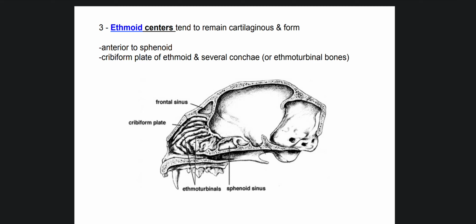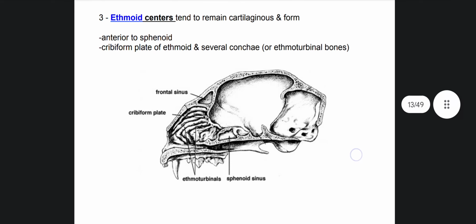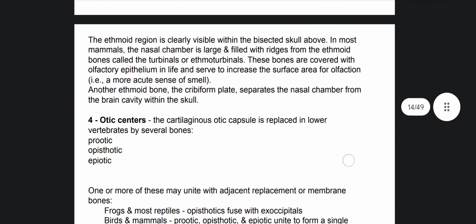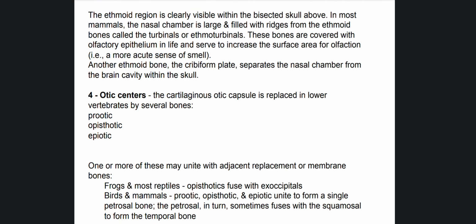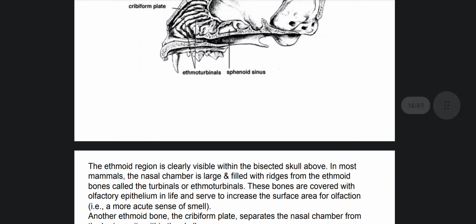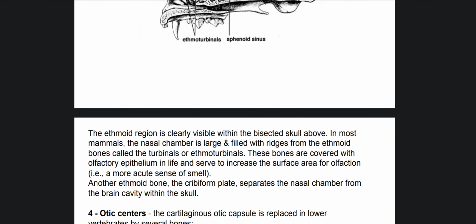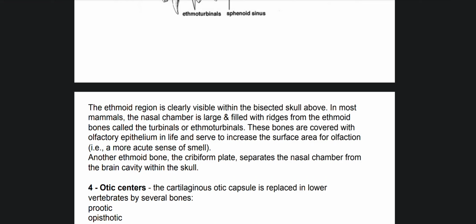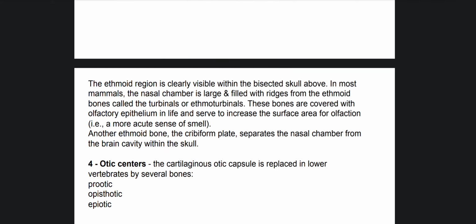This is a lateral view of the ethmoid center. The ethmoid region is clearly visible within the bisected skull in the upper diagram. In most of the mammals, the nasal chamber is large, filled with ridges from the ethmoid bones. That's called the turbinals or ethmoturbinals. These bones are covered with olfactory epithelium in life and serve to increase the surface area for olfaction, that is, a more acute sense of smell. Another ethmoid bone, the cribriform plate, separates the nasal chamber from the brain cavity within the skull.